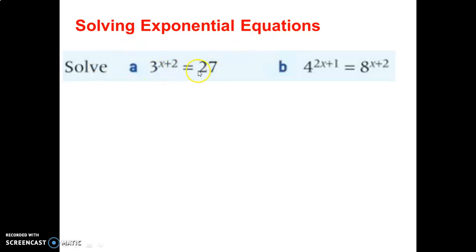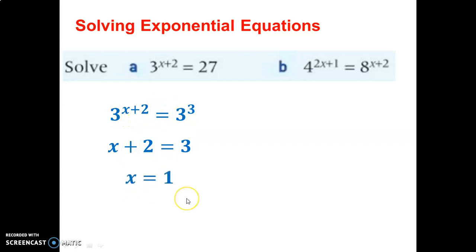I see a 3 here, so can I make 27 also a 3? The answer to that is yes, we can. So here's our 3 to the x plus 2, and 27 is actually 3 to the third power. So now that we have a common base, if we have something to some power and something to some power, and these two numbers are the same, then the two exponents must be equal. So x plus 2 must equal 3, because it's the only way that we'll have a true expression here. And if you solve that, you get x equals 1.